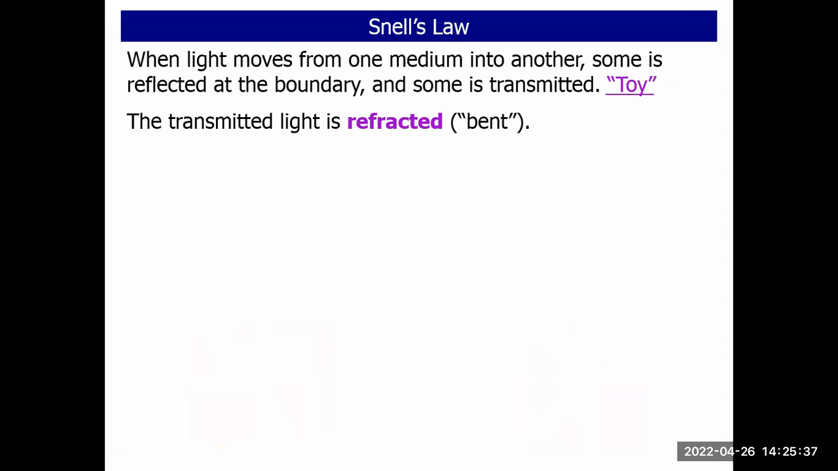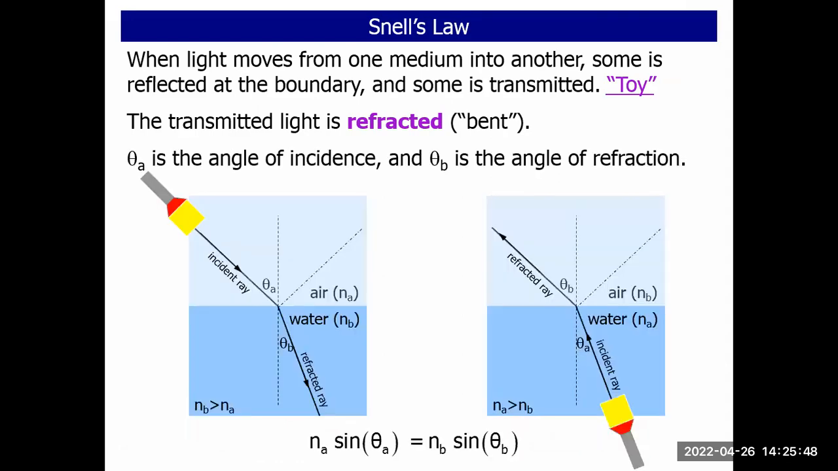When light moves from one medium to another, some is reflected on the boundary and some is transmitted. The transmitted light is refracted or bent. So the angle of incidence and the angle of refraction: angle of incidence is A, angle of refraction is B. Yan. So ang formula na gagamitin natin para makuha yung refraction of light ay n_A sine angle A equal to n_B sine angle B.